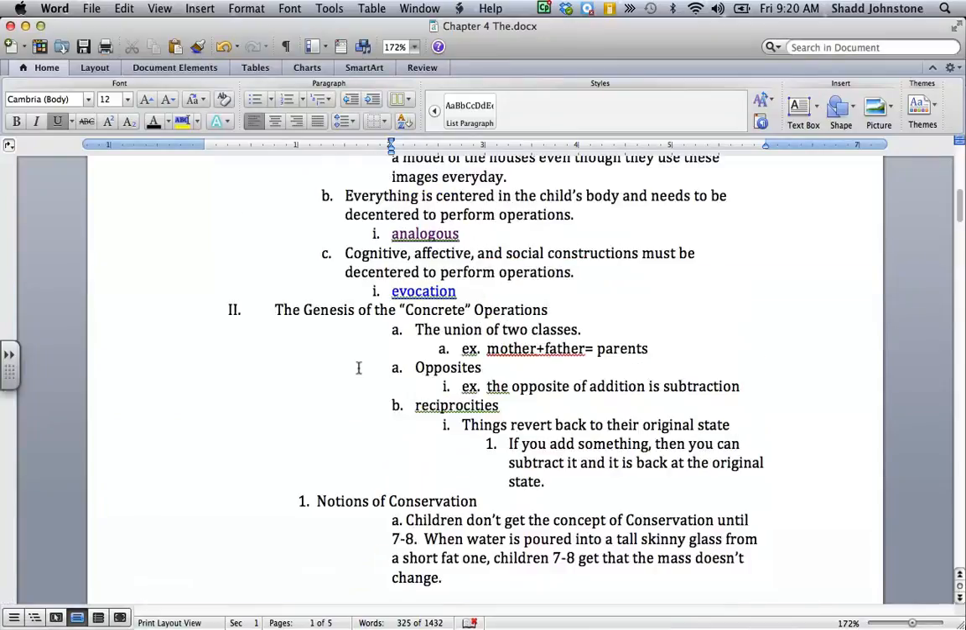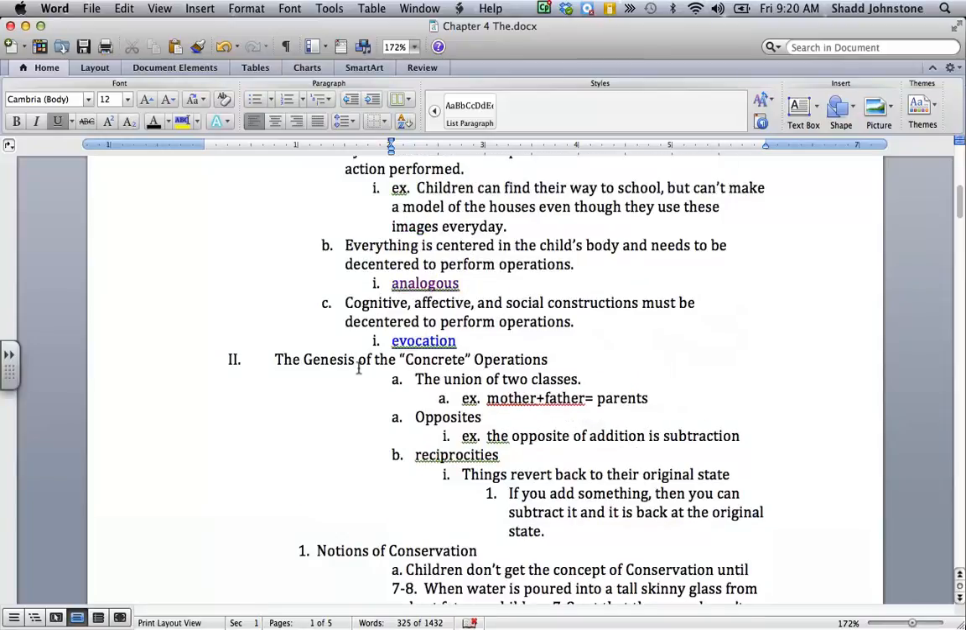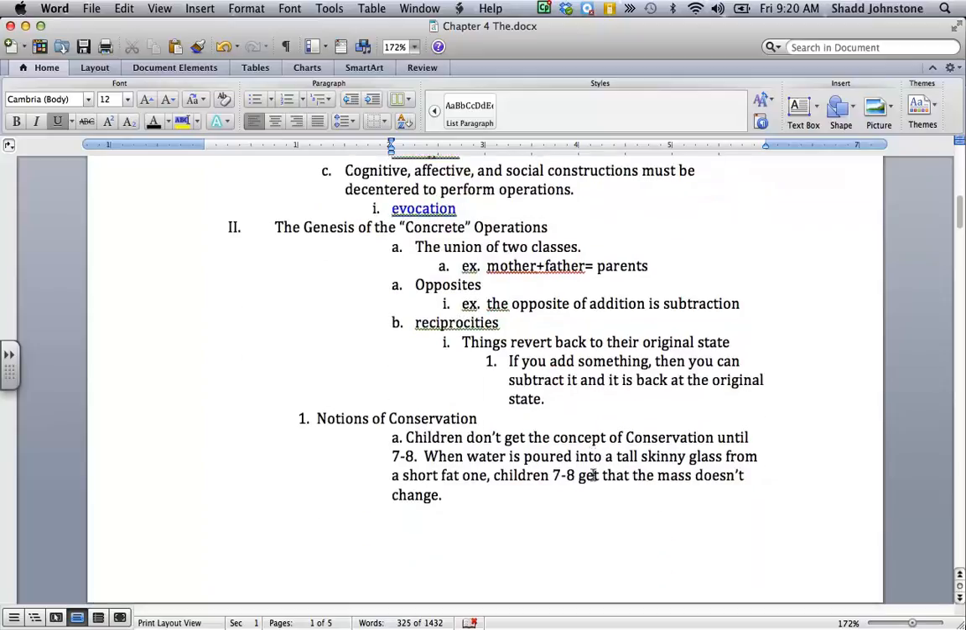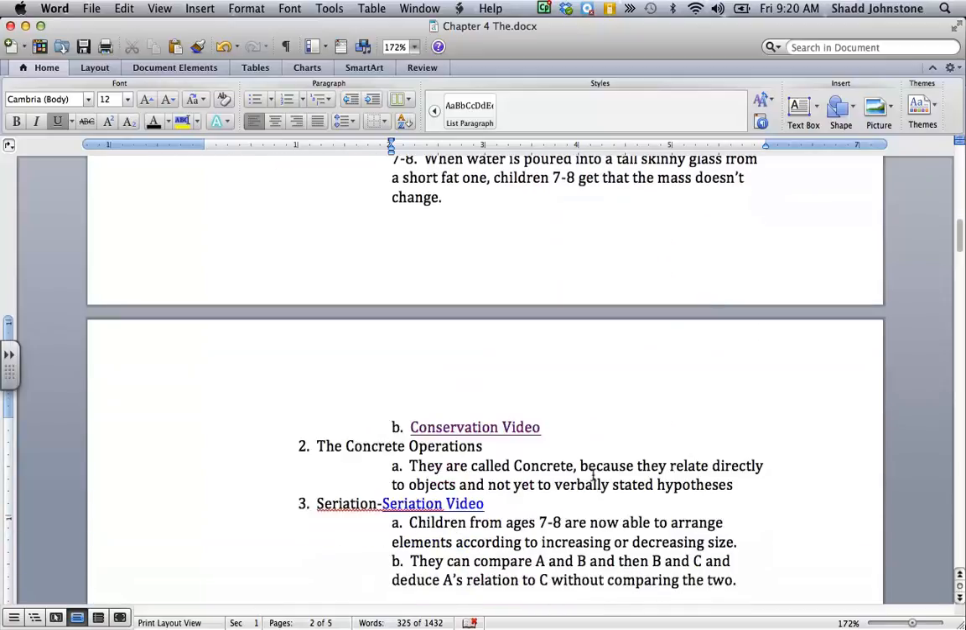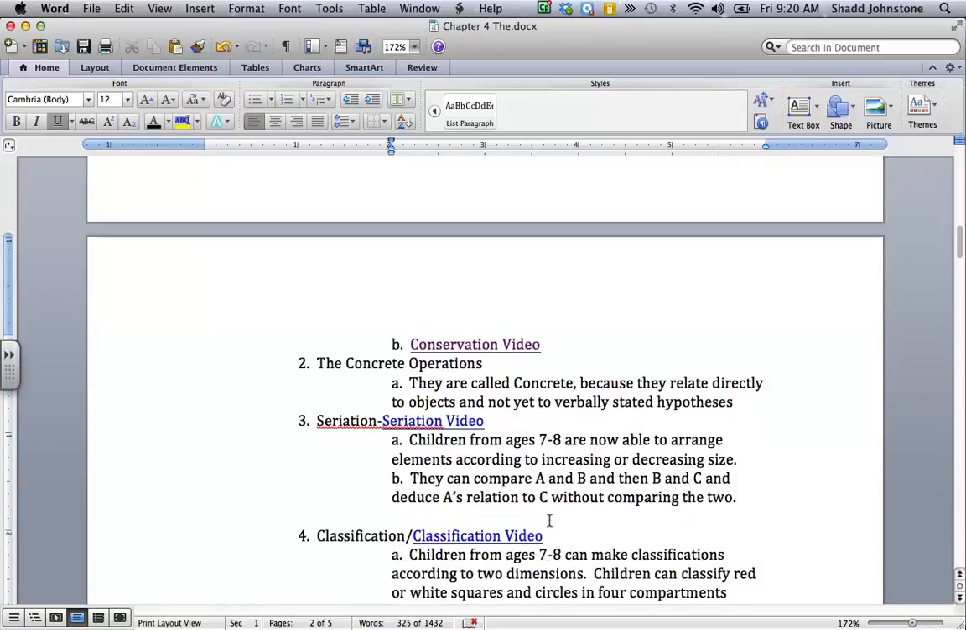And how this stage of concrete operations works, what the kids did, how the kids reacted to these tests. There's the seriation video. I just kind of rewrote it in my own language. According to decreasing size, they can compare A and B and then B and C and deduce A's relation to C without comparing the two.